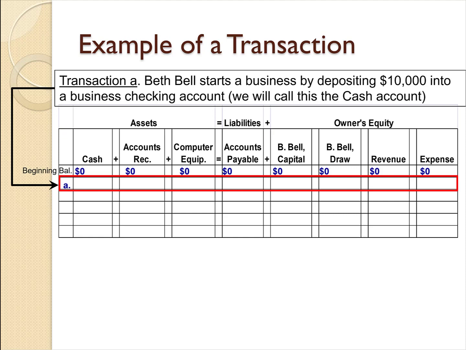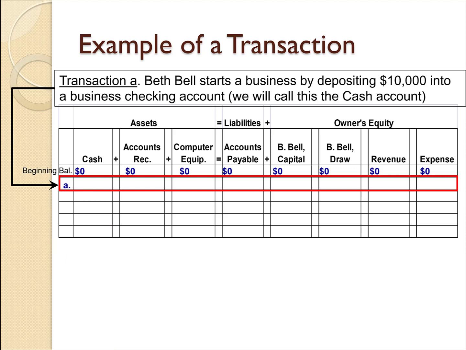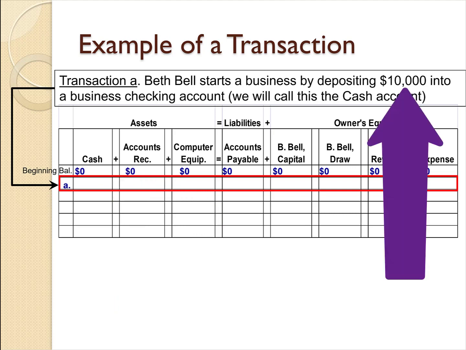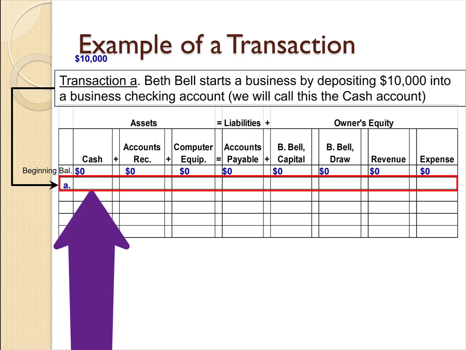So what is happening to her cash account in this transaction? Well, first of all, is her cash account affected? Well, yeah, she had 0 before this, and now she's depositing $10,000 into her account, so cash is affected. So is cash going up or is cash going down? Well, her business has more cash, so we're going to put a positive $10,000 under cash.